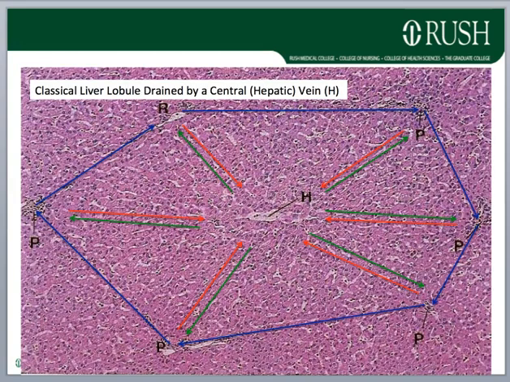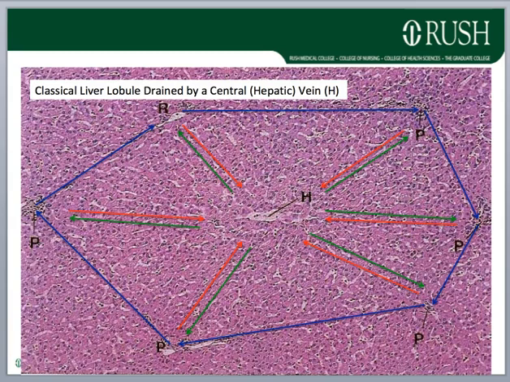We can look at the microarchitecture of the liver a couple different ways. The classical model is the liver lobule. And in this model, a lobule, which is outlined in blue with the hexagon, is drained by a central hepatic vein, which is labeled H. Now, P at each of the corners represents a portal triad, and the portal triad we'll look at in a little bit more detail on the next section.